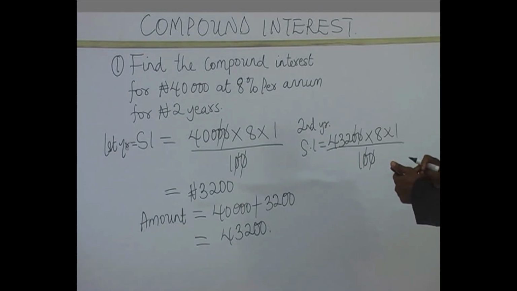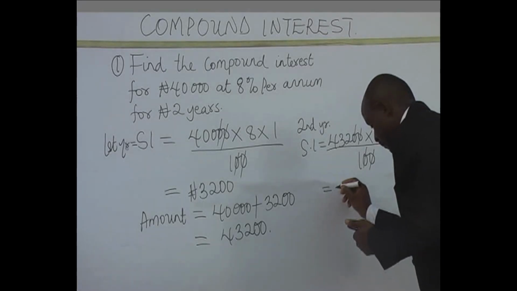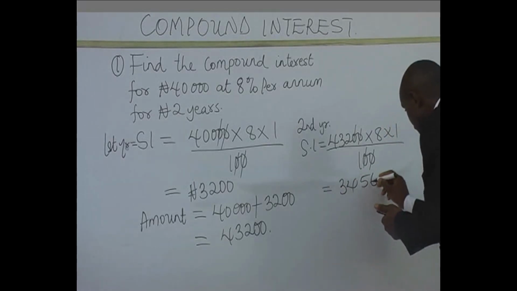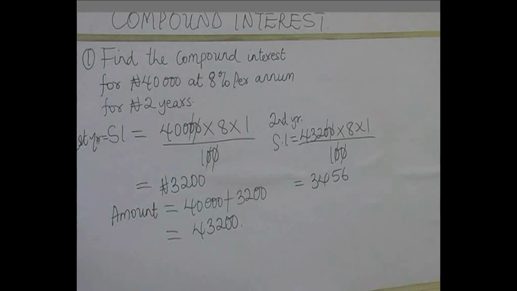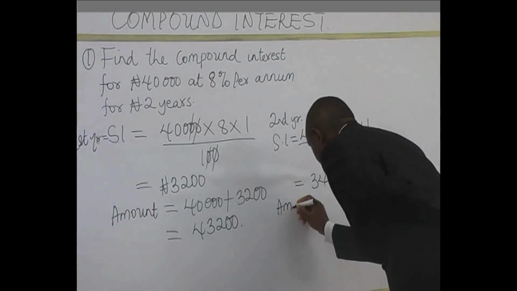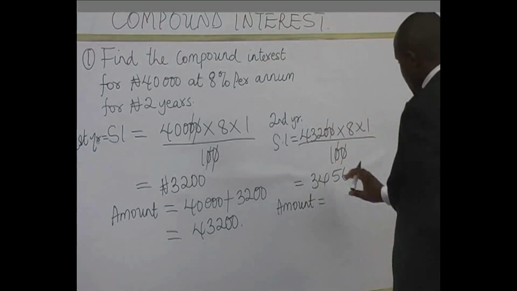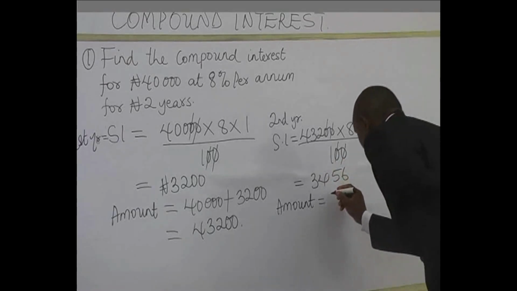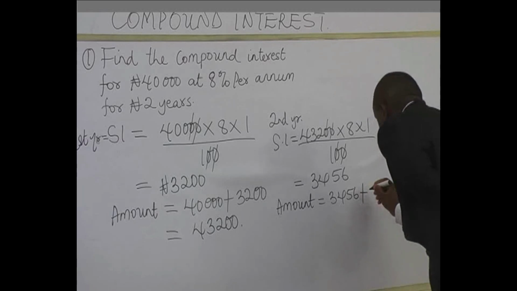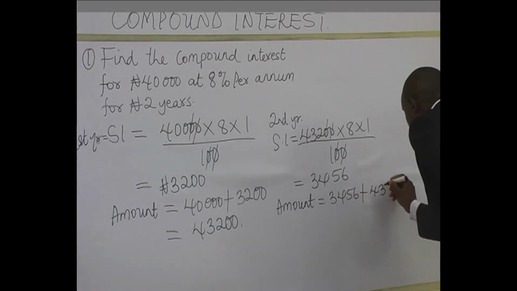Times 8. It's giving us 3,456. That means that the amount for the second year will be this interest for the second year, 3,456, plus the principal for the second year, which is 43,200.